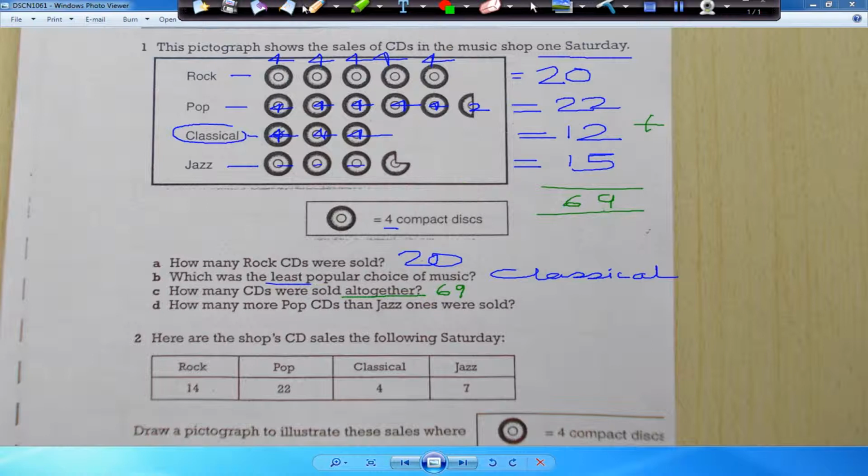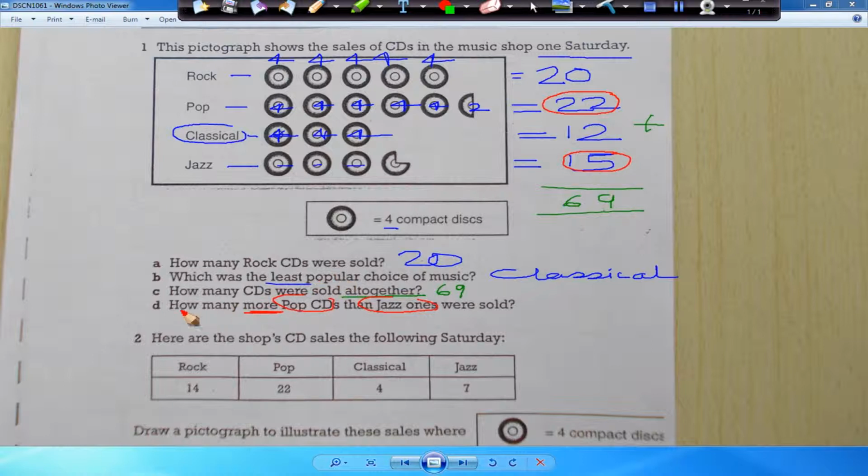Let's change color again to red now. So it goes, how many more? So we're looking at pop CDs than jazz ones. So let's have a look. What's the total for pop? 22. Okay. And what was the total for jazz? 15. Okay, right. Now, if it says how many more, put your hand up if you know how we interpret that question.